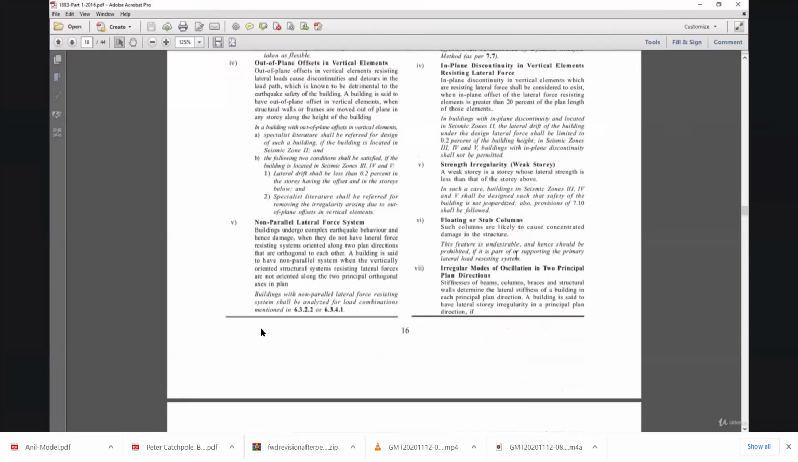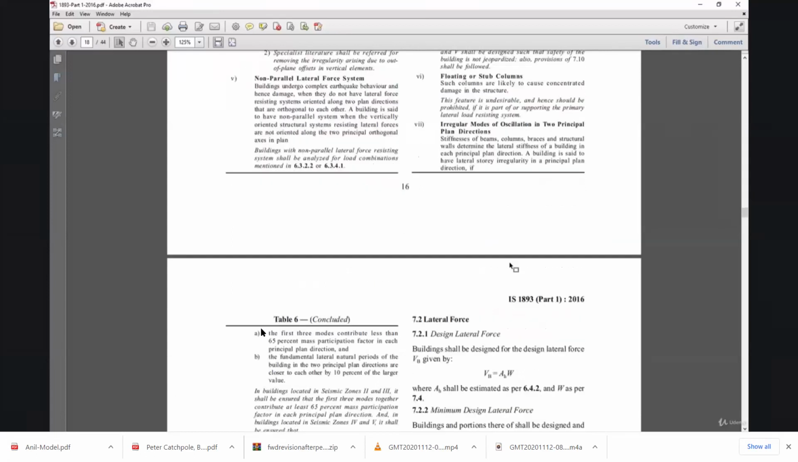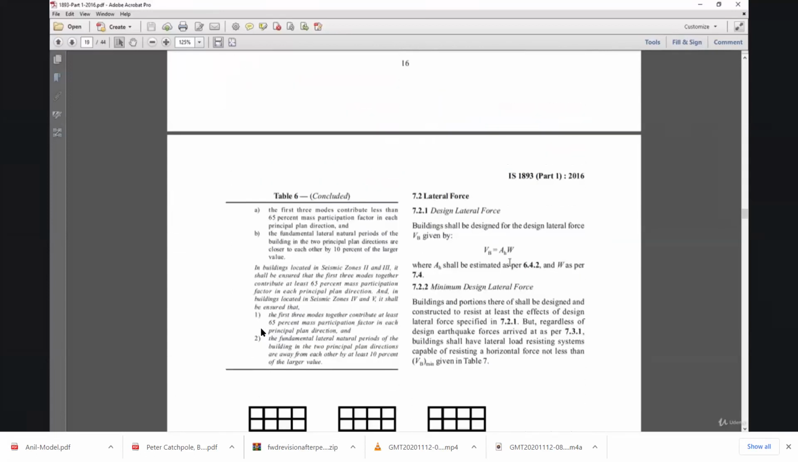Strength irregularity: this feature is undesirable and hence should be prohibited if it is a part of supporting the primary lateral load resisting system. Floating or stub columns are always undesirable features in any kind of building.